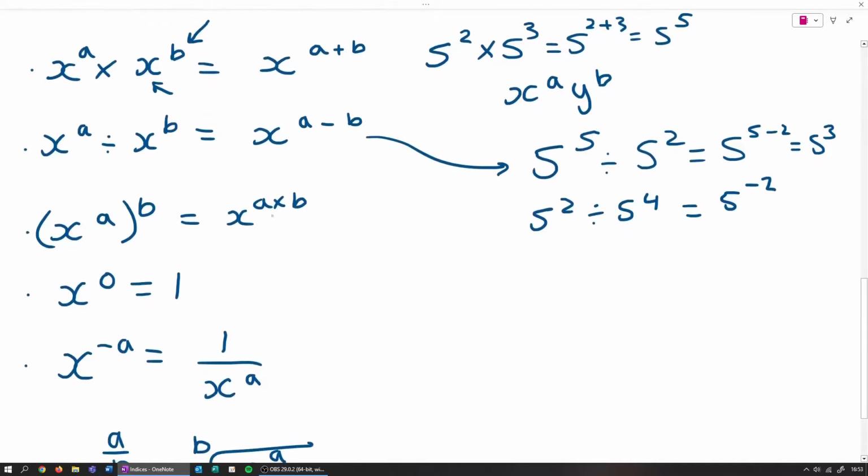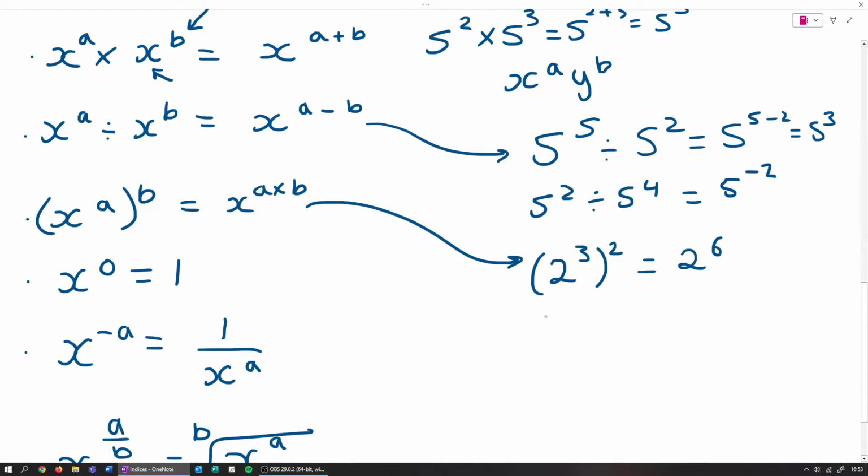So, the next one here is when you have a power to another power. So, for instance, I could have 2 to the 3 to the power of 2. In this case, you multiply the powers. This would be 2 to the 6. But the reason that happens is because, for instance, this one here is 2 to the 3 times 2 to the 3, which is 2 to the 3 plus 3, which is 2 to the 6. So you're basically adding that power to itself this number of times, which is what multiplication is.